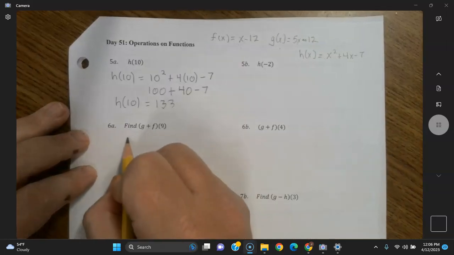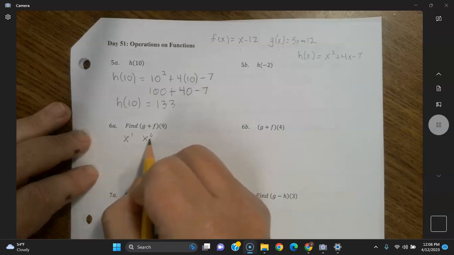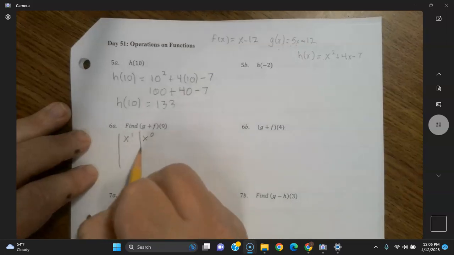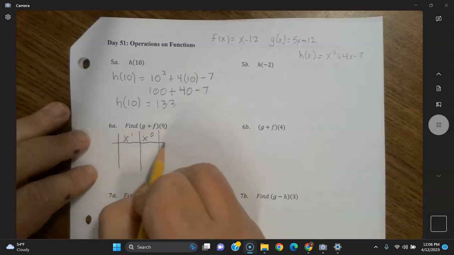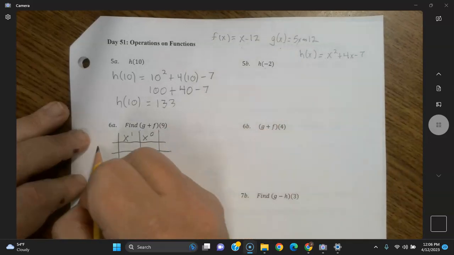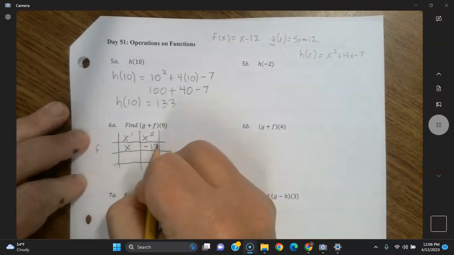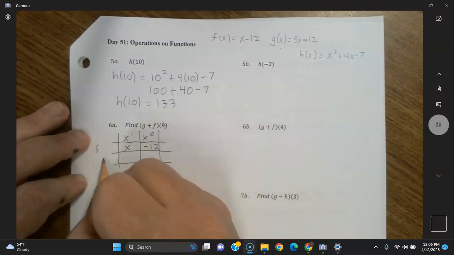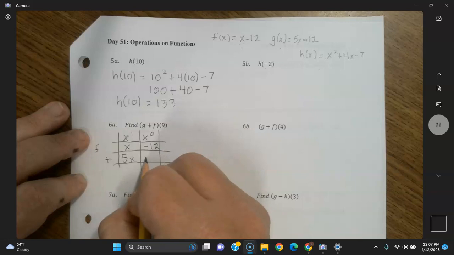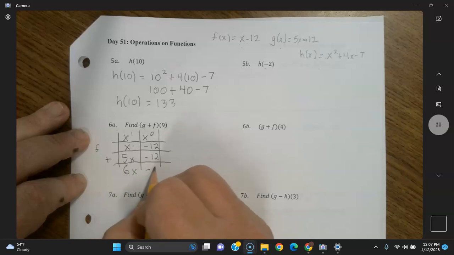I'm just going to draw a table with an x 1 and x 0. If you want to write c for constant, meaning that there's no x, you can do that instead of x 0 if you'd rather. We do this, make our table. Okay, and it doesn't matter which one goes on top. We'll go ahead and put the f on top, so it's x minus 12. And remember, we're adding these two, the plus sign right there, and 5x minus 12. When you add those together, you get 6x minus 24.